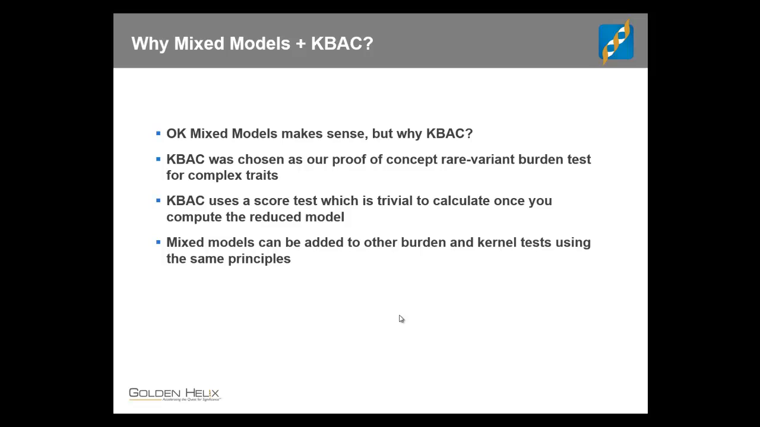Okay, mixed models make sense, but why KBAC? Of the collapsing methods we currently have implemented in SVS, CMC and KBAC, KBAC is the rare variant weighted burden test, while CMC adjusts for both common and rare variants. KBAC also uses a score test, which should be trivial to calculate once we have computed the reduced model.